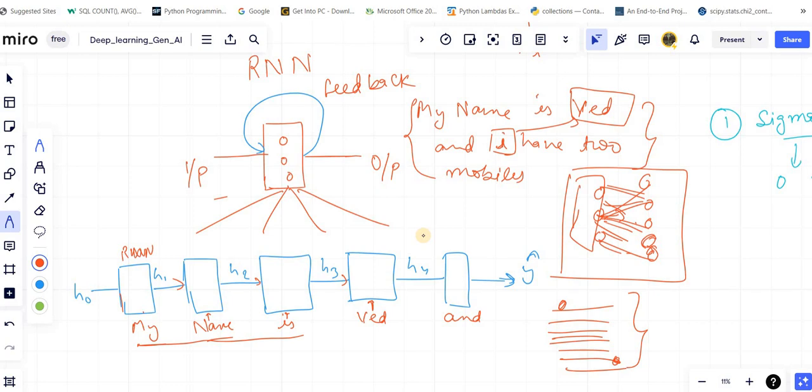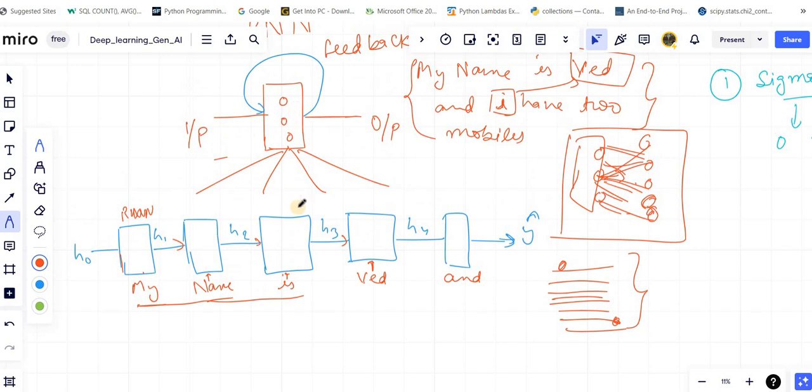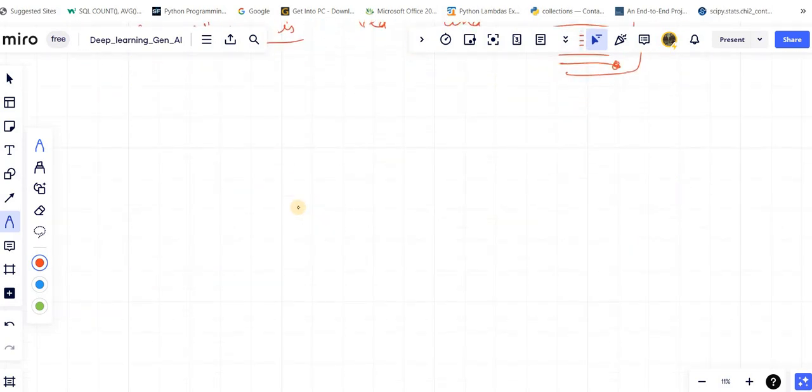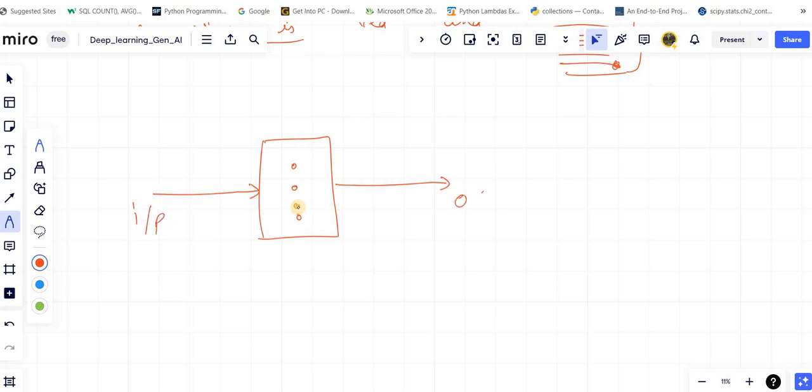Okay, now in LSTM what happened? So this is the RNN. But if I just draw the basic small structure, let's suppose this is the LSTM. This is the input, this is the output, this is the input, this is the output. So there was one feedback loop in the RNN, and now in LSTM they introduced another loop.